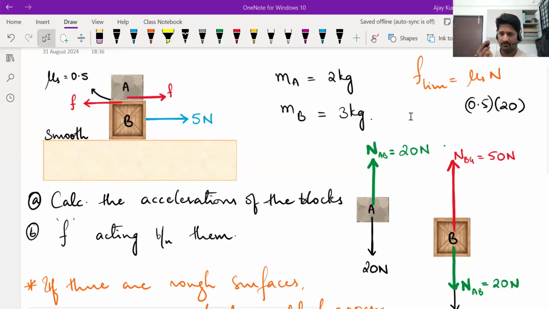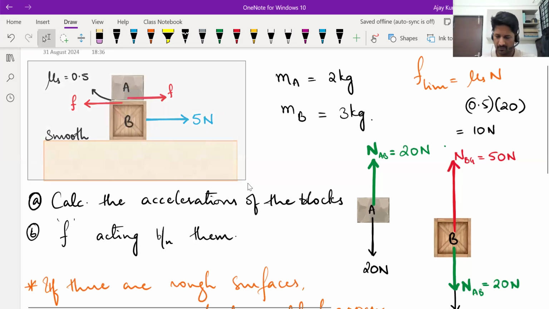Now, the word limiting itself should suggest that it's the limit of friction. And see, keep the basics in mind. Friction is a self-adjusting force. How much ever is necessary, only that much will act. Now you found out the limiting value and you are saying that much will act. Who told you? Maybe a lesser amount of friction is sufficient. Now, according to you all, friction should be this much, so this should be 10 Newton. Let us assume friction is 10 Newton and visualize what happens.